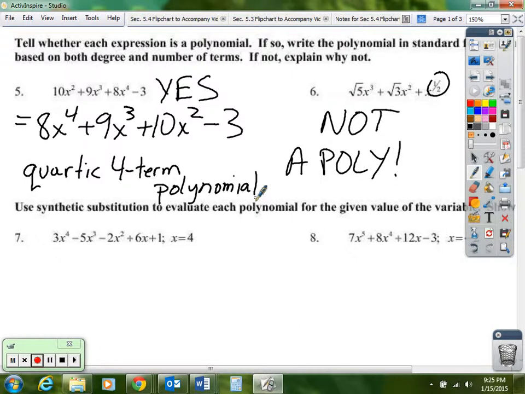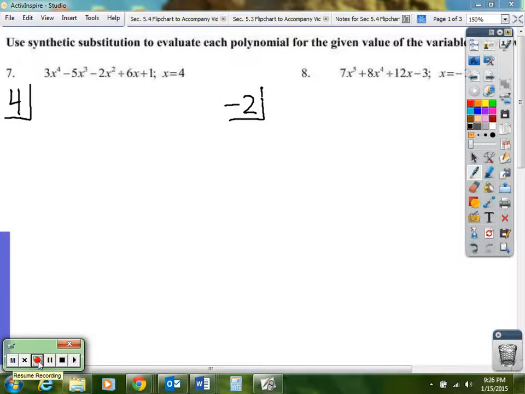Okay, let us move down and do synthetic substitution. For synthetic substitution, we are ultimately plugging it in. So we want to find out what f of 4 is. On the first one, we want to find out what g of negative 2 is.